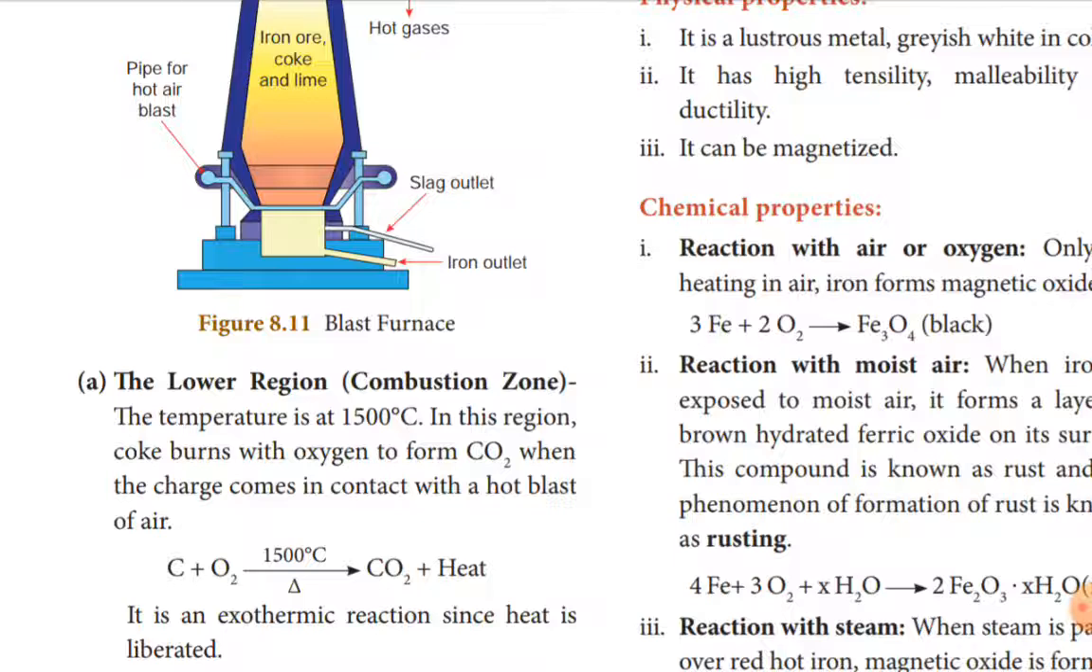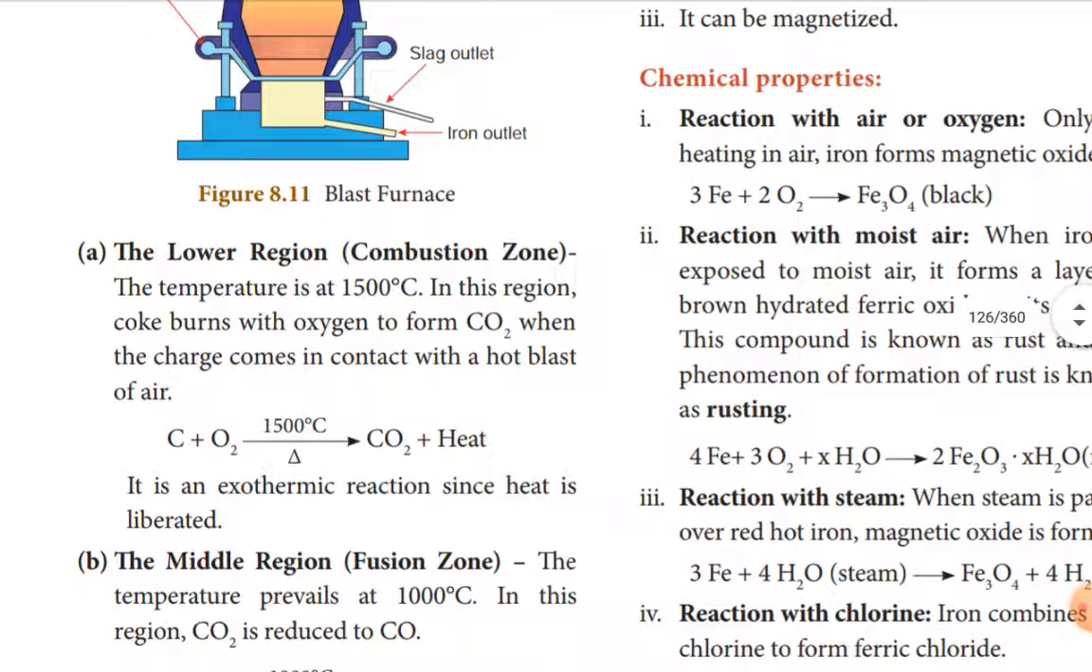So when the coke burns, what happens? The temperature increases further. When the burning process takes place, the temperature further increases. So this is a type of exothermic reaction. Exothermic means the reaction involves the liberation of heat energy.